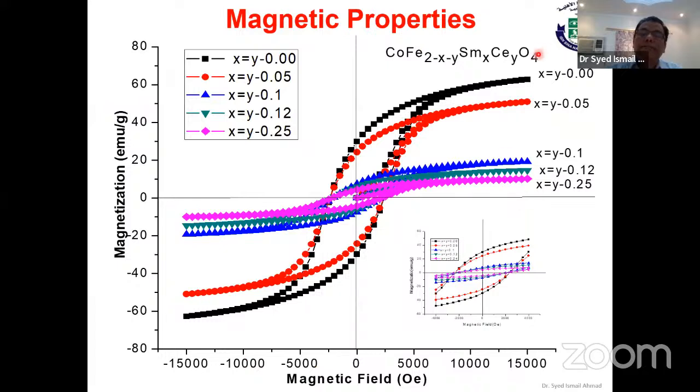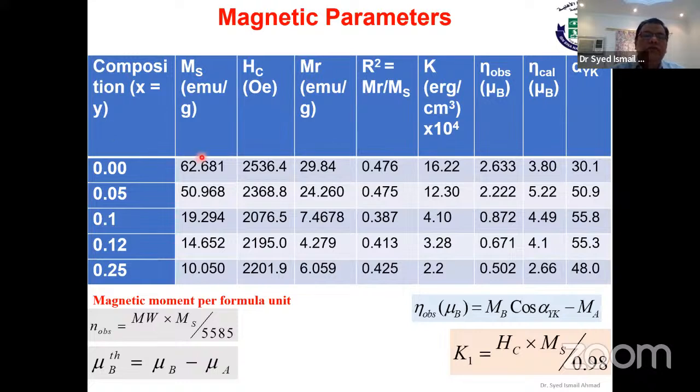And this one is the hysteresis curve. It can be observed that the magnetization goes on decreasing with the concentration of the rare earth metals. Further, the hysteresis also decreased, and a further characteristic we have is the Yafet-Kittel angle. The Yafet-Kittel angle has been increased here.